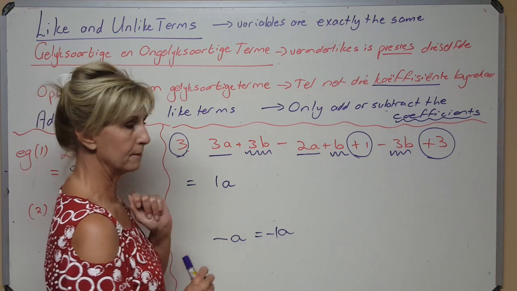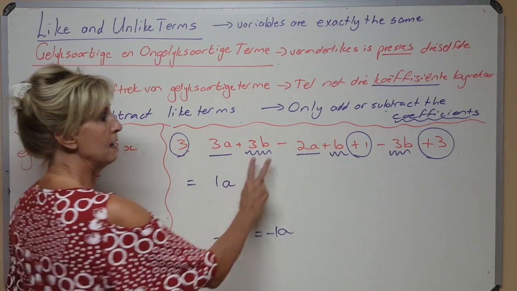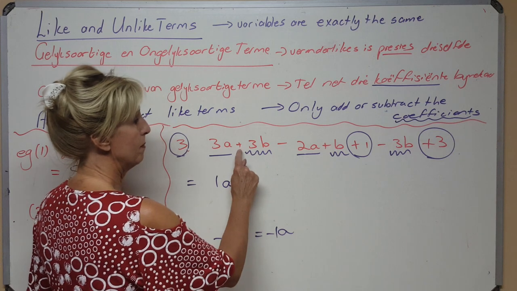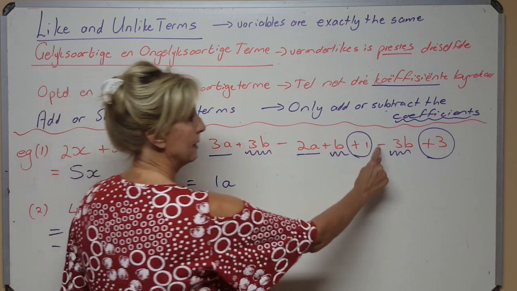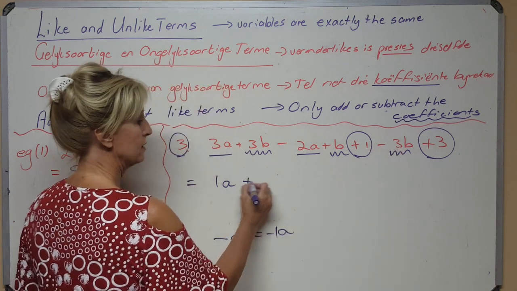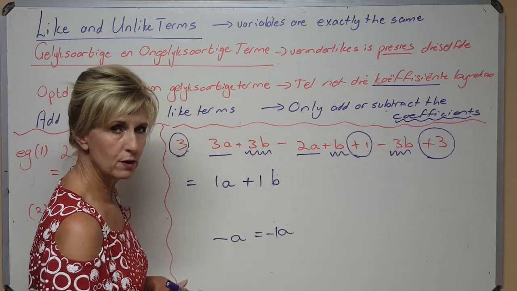3 minus 2 is 1. Let's do the B's. The B's, the coefficients are plus 3, plus 1 gives me 4B, but minus 3 gives me 1B. So 1B again. If you want to put the 1 there, you do.